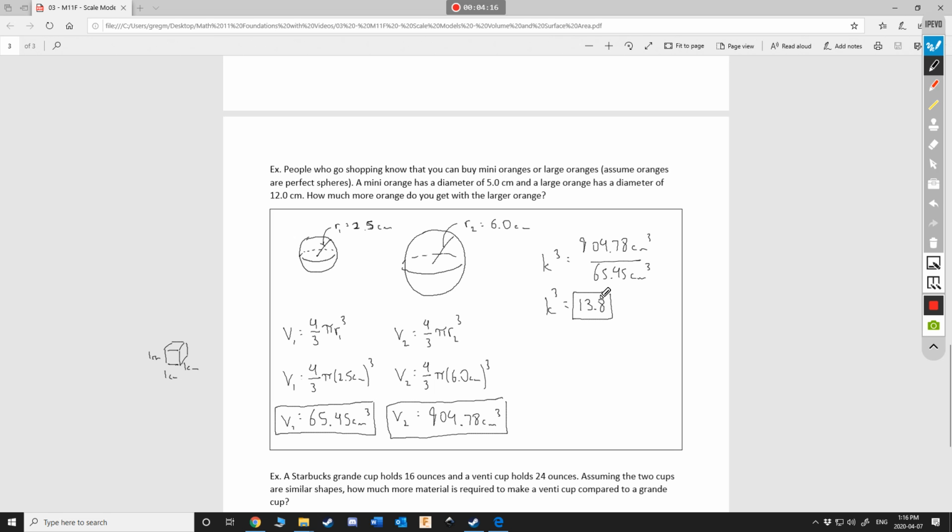The quick, easy way of solving is really understanding the k squared, k cubed. All we have to do for this one is recognize that k is equal to 6 over 2.5. Start with that. So 6 over 2.5 is 2.4. And now we're just going to cube both sides, to the power of 3. And guess what? That's equal to 13.8. So you tell me which way is easier, method 1 or method 2?